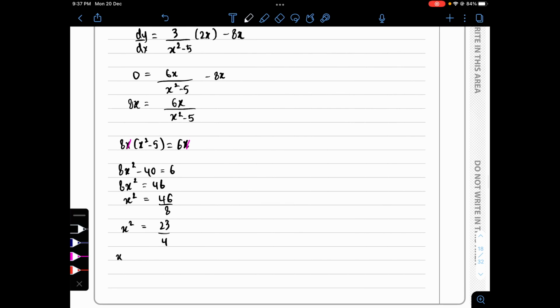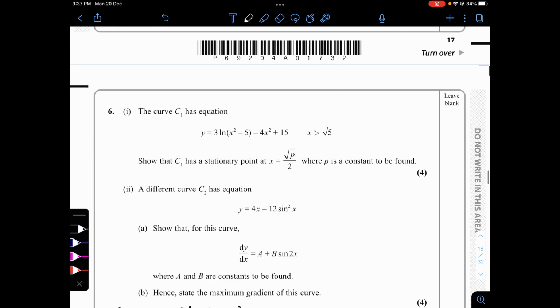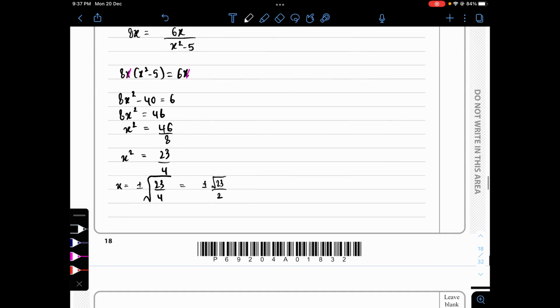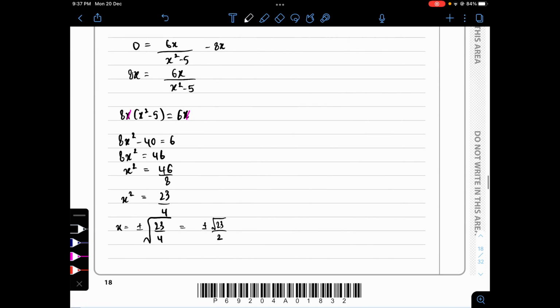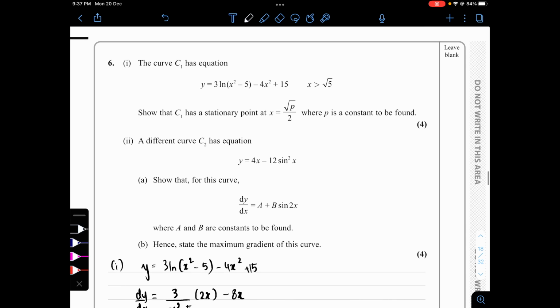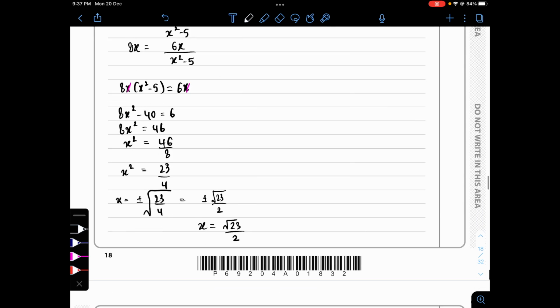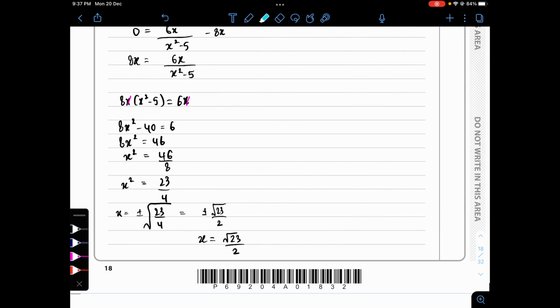And when we square root it, that'll be plus or minus root 23 over 2. Now we know that x is greater than root 5, so we don't care about the negative value, so x equals root 23 over 2. So that is our stationary point where p is found. So p we know is root 23 over 2. So p is 23. So that's our final answer.